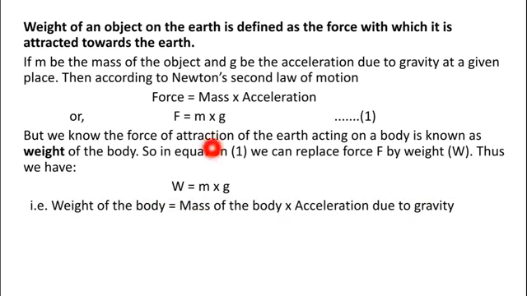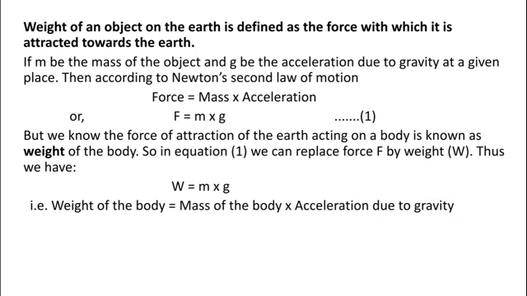It means if we are calculating the weight of an object on the surface of earth, then we multiply the mass of the body into the acceleration due to gravity on the surface of earth. If we are calculating the weight of the object on the surface of moon, then we put the mass of the body into the acceleration due to gravity on the surface of moon. So I hope it is clear.